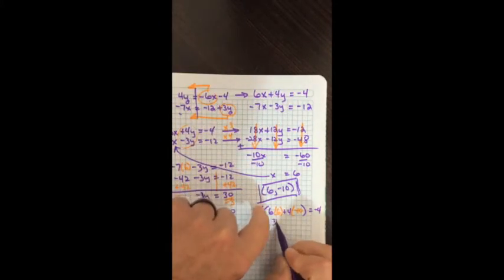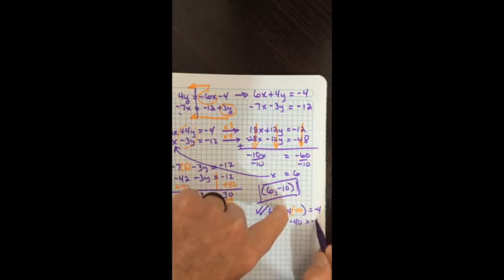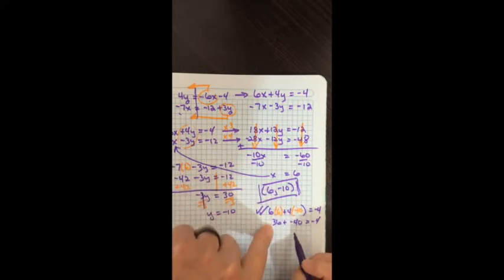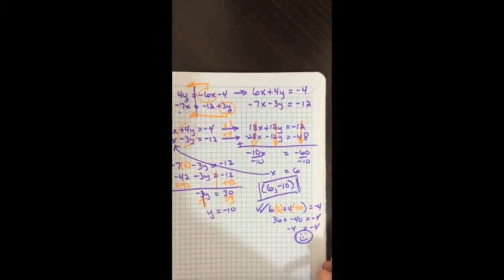So 6 times 6 is 36. 4 times negative 10 is negative 40. So 36 minus 40 is negative 4 equals negative 4. I'm pretty sure I have it correct. Now, I should go put it in the other one, but if one of them is correct, it's pretty likely the second one is correct. So I don't want to spend the time on that.